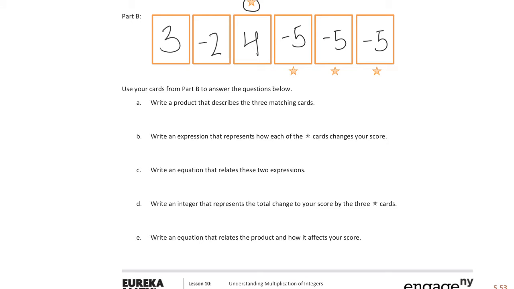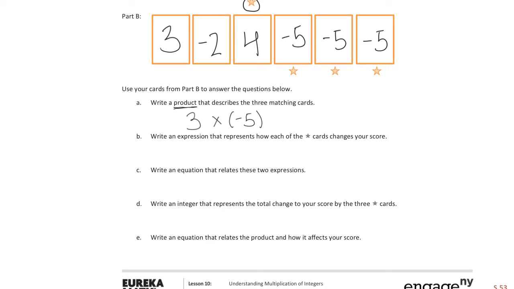Use your cards from part B to answer the questions below. A. Write a product that describes the 3 matching cards. So when we have the word product, that means that this is a multiplication problem, that we are going to write a multiplication problem. Because we have 3 cards up top for -5, the quantity we have is 3 times -5. Remember, when we always multiply by a negative, we put parentheses around that negative number. That is the product of the 3 matching cards.